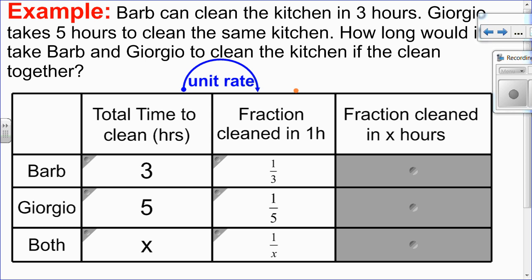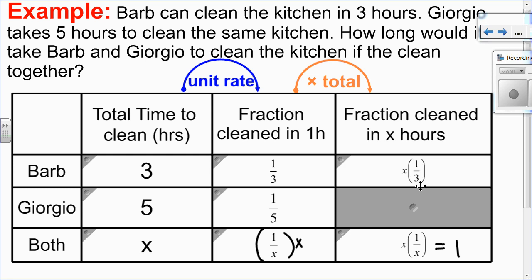Now what we're going to do is build it up to the total. So they're both working together, and we want the total job. So see here how this is 1 over x. I am going to multiply by the total because I want my last number in the table to equal 1. So I'm going to multiply by x. Okay, multiply by x because I want this to equal 1 because this is the total job. So this is 100% of the job.